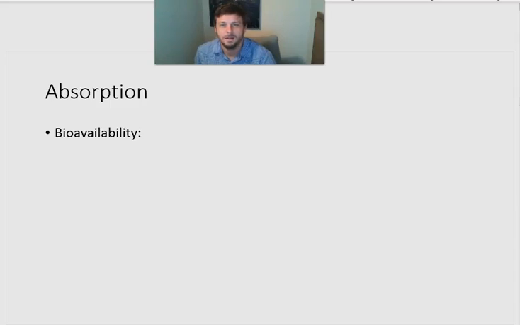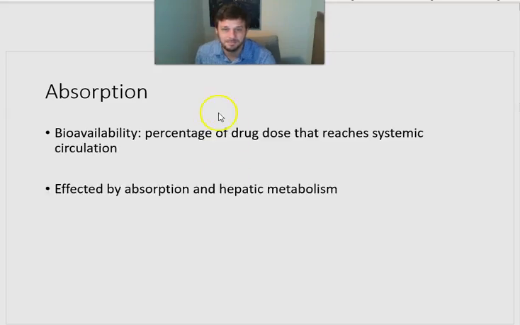How well a drug works or how much of a drug you have is based on its bioavailability. So this is the percentage of the dose that reaches your systemic circulation. So if you take a pill and it gets digested and absorbed through your intestine, odds are not all of that is going to get absorbed and some is going to come out as waste. If you get an IV of a drug, how much of that is going to reach your systemic circulation?